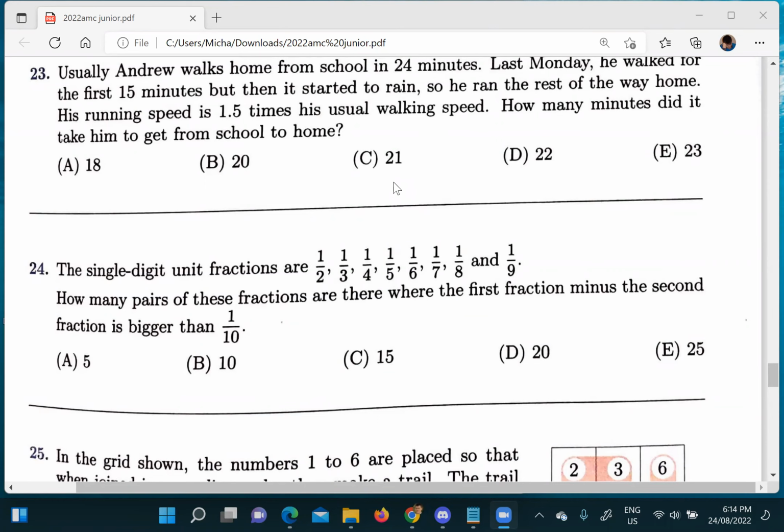Yeah, so I guess you might want to repeat it. So you have a bunch of fractions, you see there? How many pairs of these fractions have the property that the first minus the second is bigger than 1 over 10? So for example, what's a half minus a quarter?